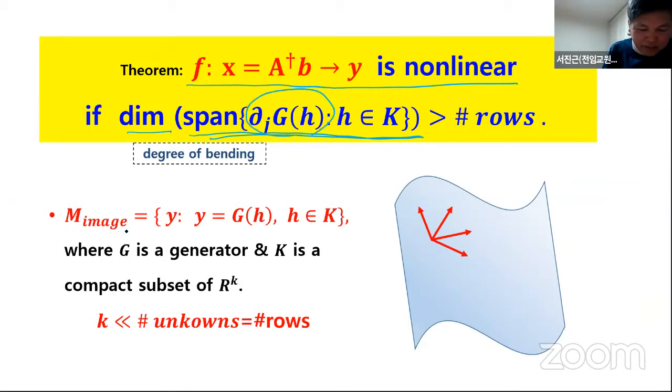This M image is generated by this, the generated latent space, all generated by this, and this is K dimension. Then this is the tangent vector, all tangent vectors of the manifold. If the dimension of the span of the tangent vectors is bigger than the number of rows, then the reconstruction map is nonlinear.